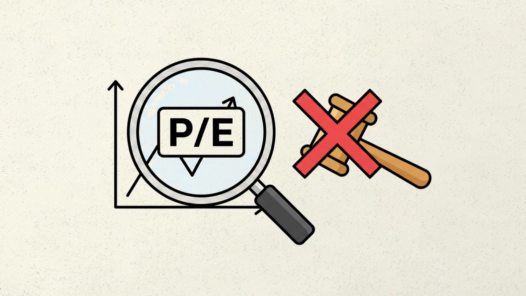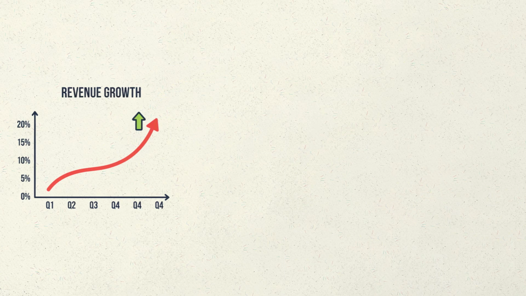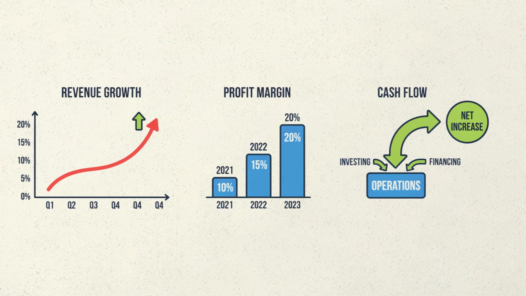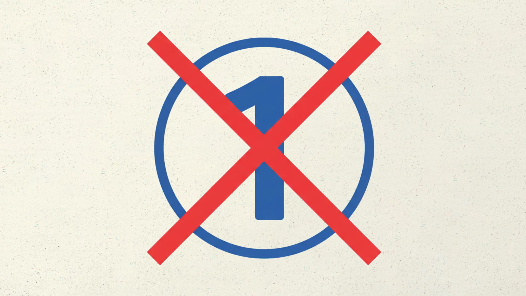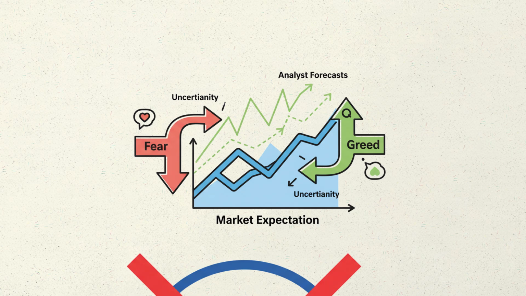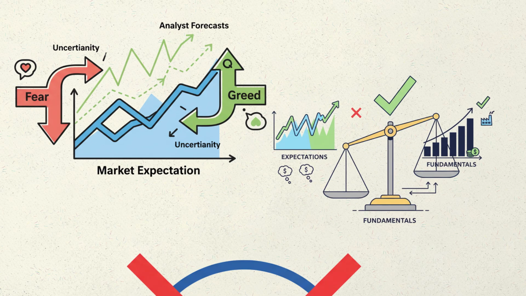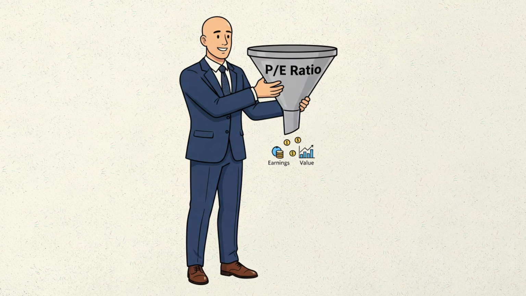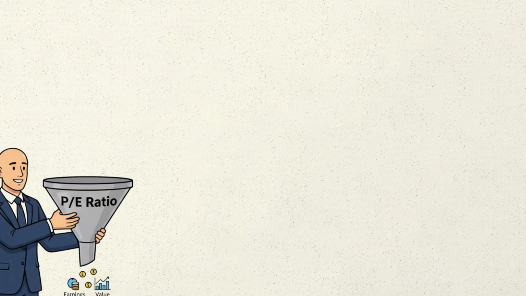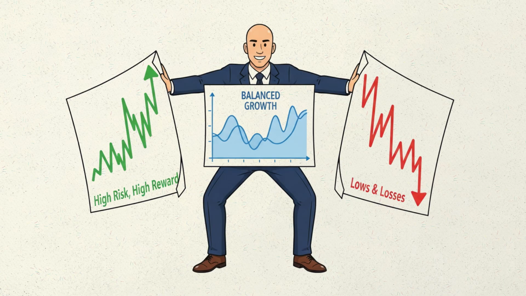Smart investors use it alongside other factors like revenue growth, margins, cash flow, and overall financial health. The goal isn't to find one perfect number. It's to understand what the market expects and decide whether those expectations make sense. If you're just starting, the best way to use the PE ratio is as a filter. It helps you avoid extremes and ask better questions.